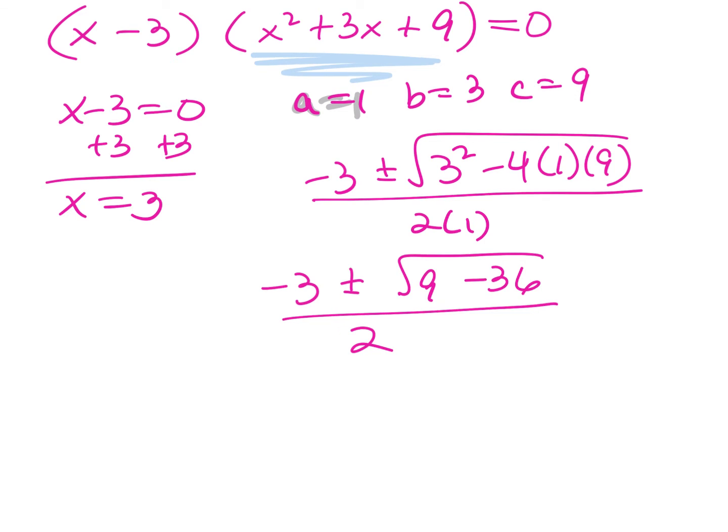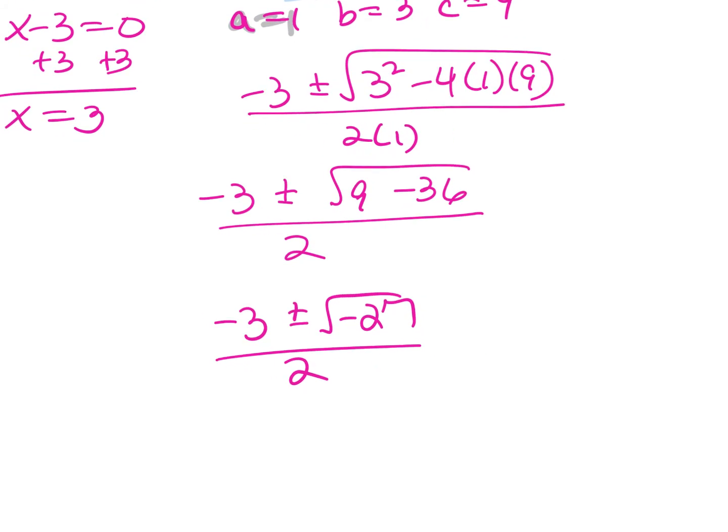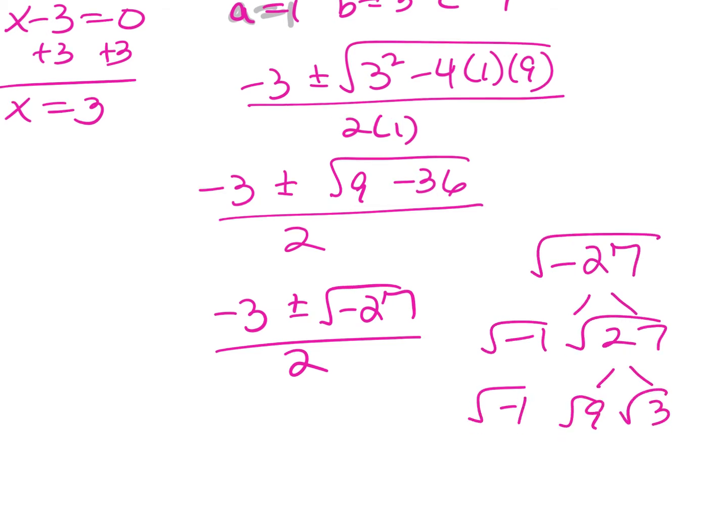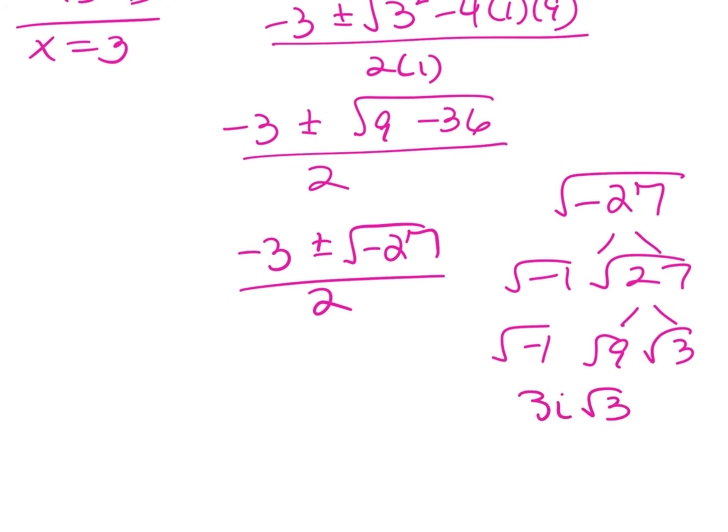9 minus 36 is going to give me 27. Let's see, 36 minus 9 gives me negative 27. Again, don't try to simplify anything until you break down the radical first. So I can break this into negative 1 times 27, and then 9 and 3. So then this becomes 3i, radical 3. So negative 3 plus or minus 3i, radical 3 over 2. I think this might have been one that I did yesterday.